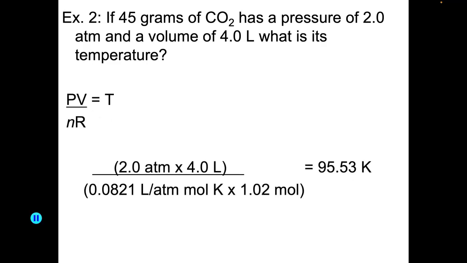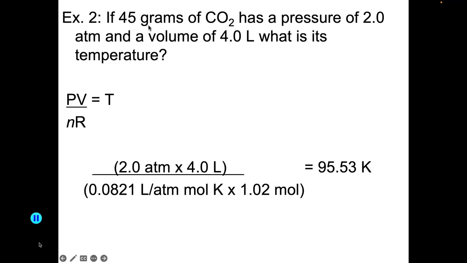All right, so we have our equation, which we modify. So if we're doing temperature, then we have pressure times volume, and then we're going to divide that by our R times 1.02 moles. And we get 95.53 Kelvin.